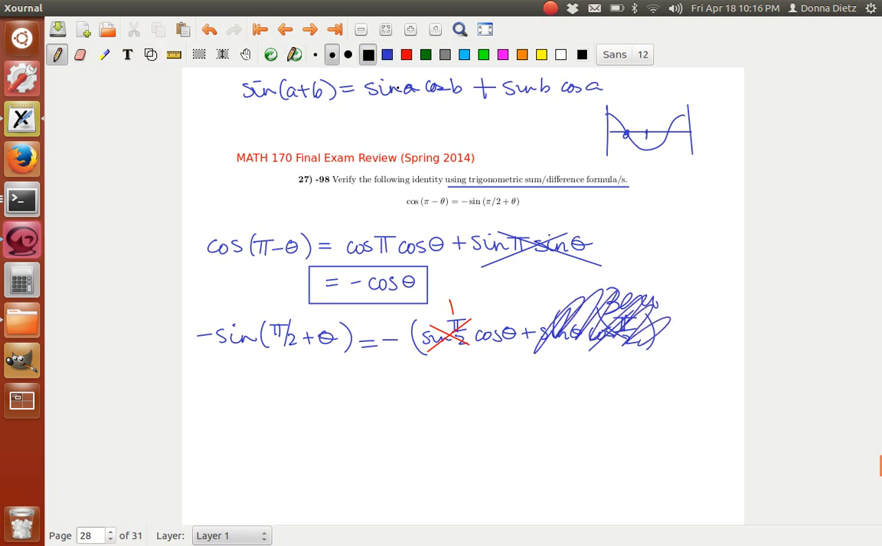And so what we end up with is minus cosine of theta, which conveniently enough is what we got on the other side. So this is the left-hand side, the right-hand side, and they're equal. So we are happy.